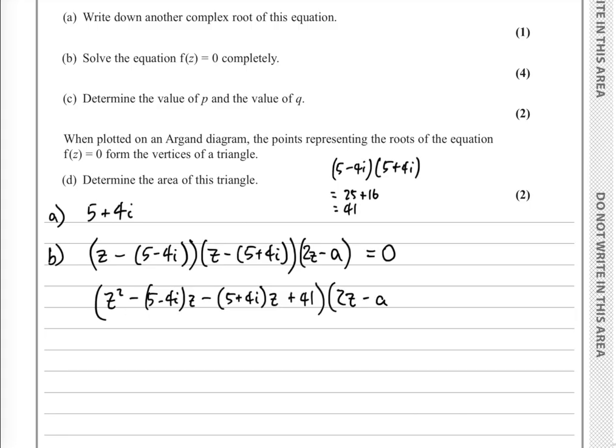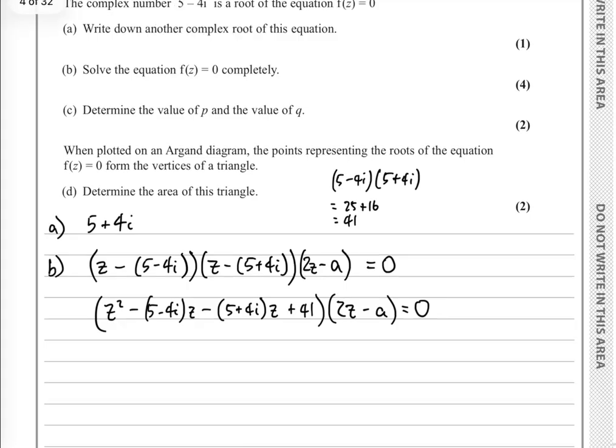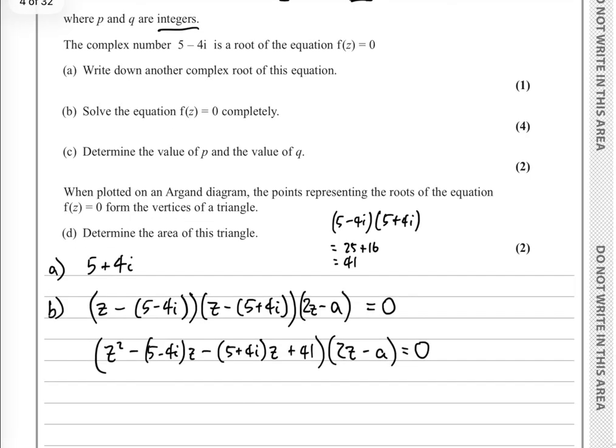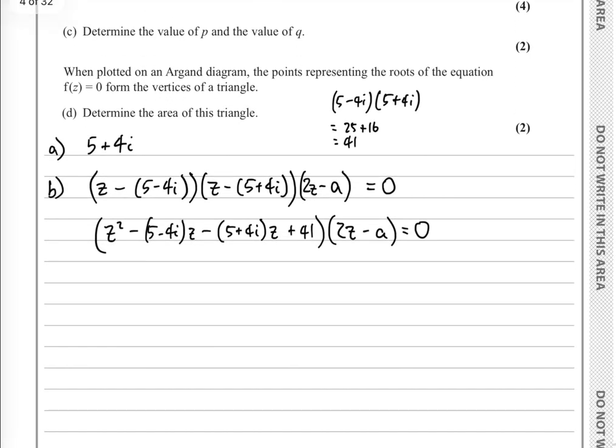We still have 2z minus a here, and it still has to equal 0. Now I don't have to do any more than that, because I can see everything in those brackets in the middle is going to be multiplied by a z. And to find out what a is, all I really need to consider is this minus 41 on the end here, because at the moment the only constant term coming out of this is 41 times minus a, and that has to equal minus 41, therefore a has to equal 1.